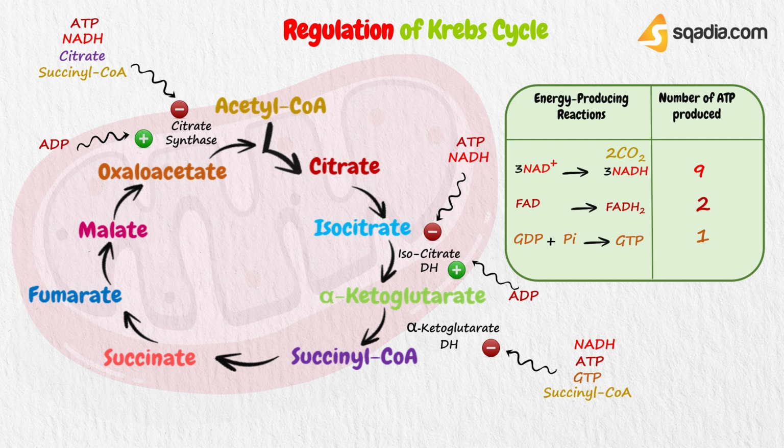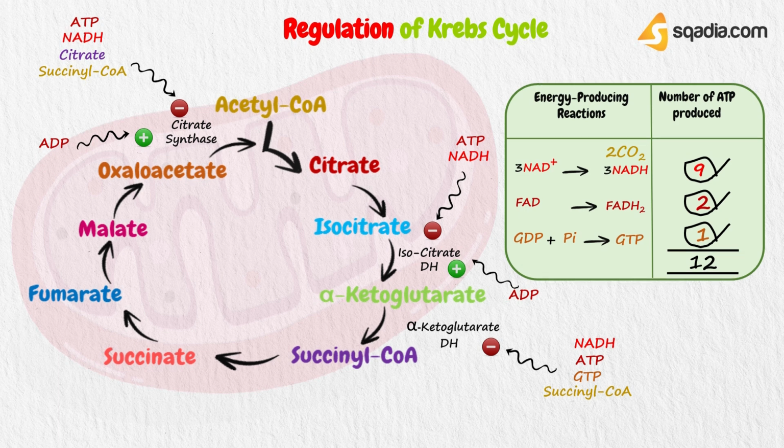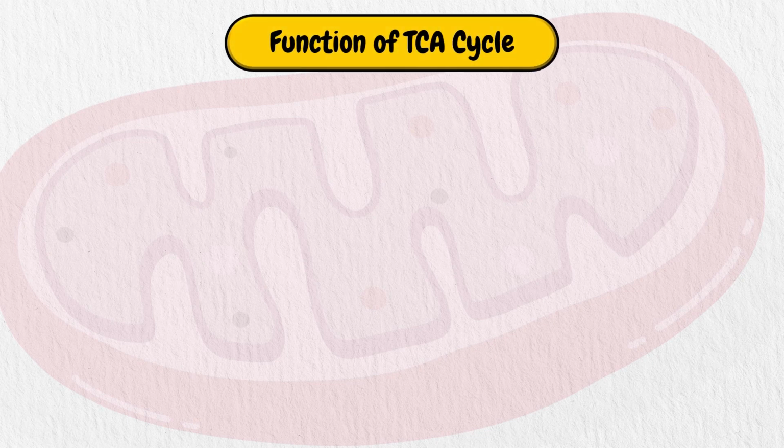So in total how many ATP are produced by the citric acid cycle? Let's add them. 9 plus 2 plus 1 equals 12. So a total of 12 ATP are produced by the citric acid cycle. Have you ever thought why the TCA cycle is so important? So, let's discuss the function of the TCA cycle.